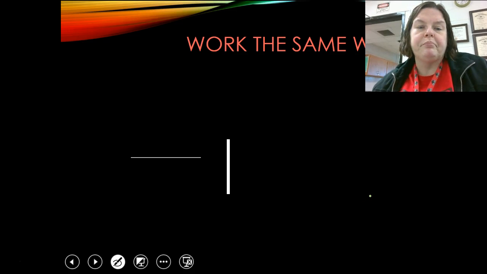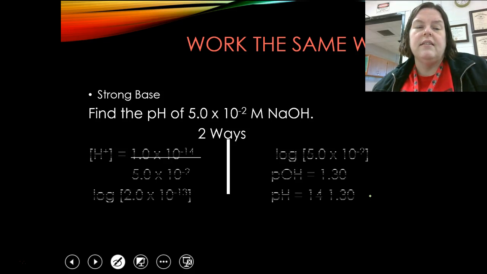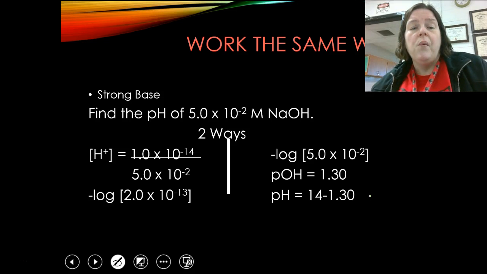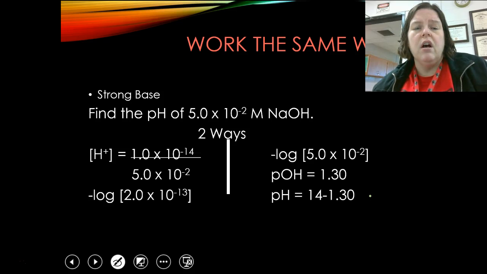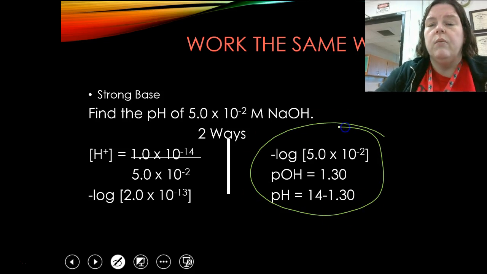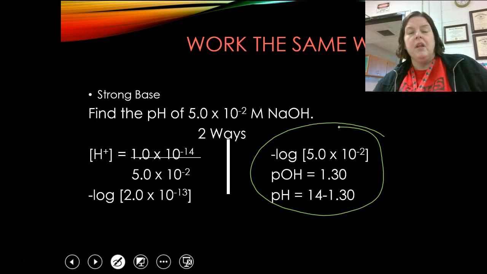All right, so here we go. Strong base. Find the pH of 5.0 times 10 to the negative second molar NaOH. Now, this is dead simple. There are two ways to do it. So first of all, we could take the concentration of the hydroxide. This one is the one that I would choose because it makes the most sense.